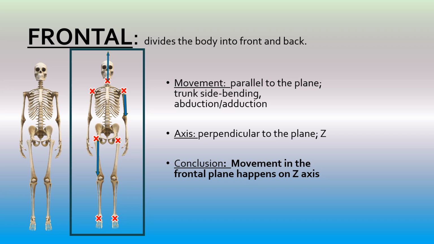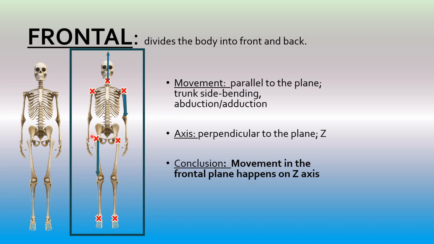The next plane we're going to discuss is the frontal plane. The frontal plane divides the body into front and back. So thus it slices the body into front and back. The axes of rotation are anterior to posterior, also known as the z-axis. And so thus the movement that's parallel to the frontal plane, parallel to this box here, is abduction and adduction.